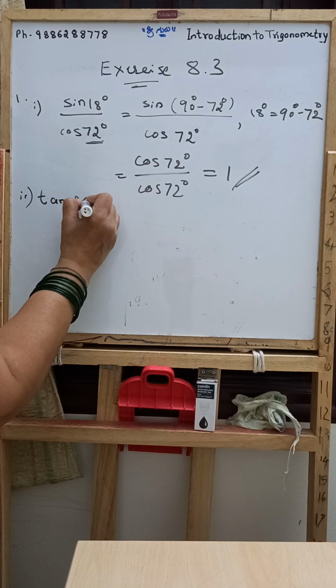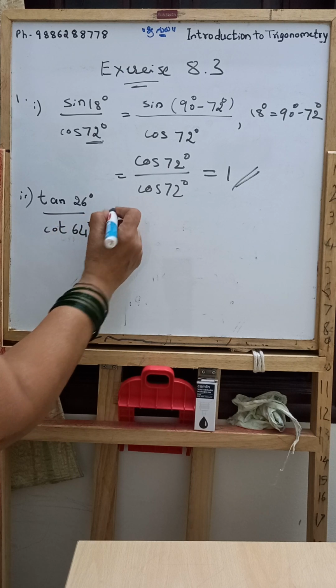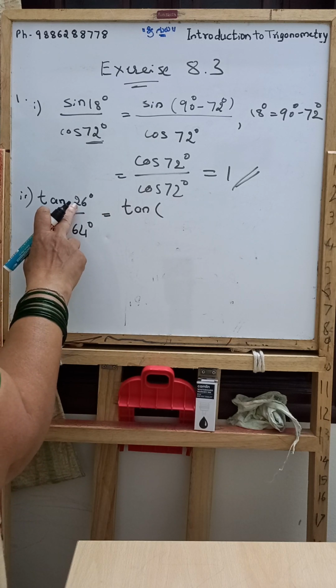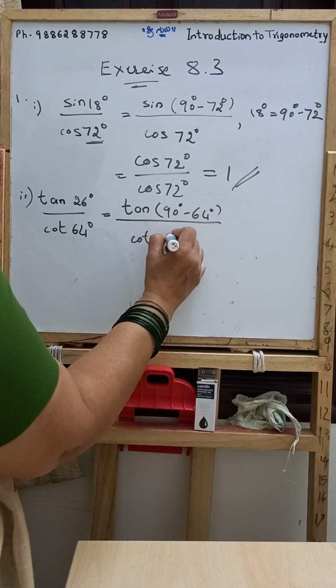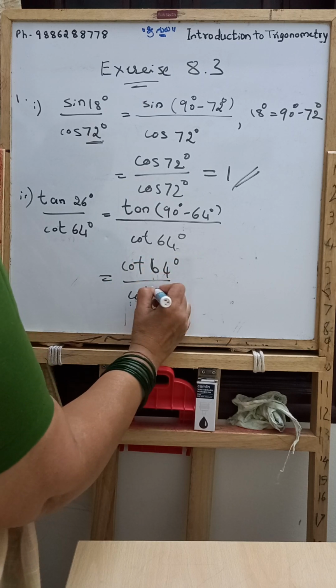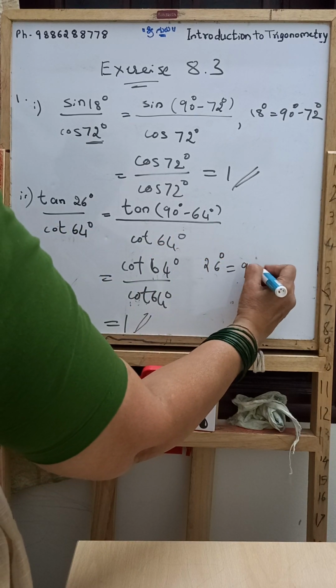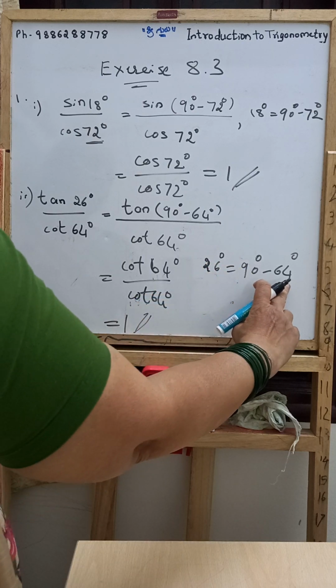Second one, tan of 26 degrees divided by cot of 64 degrees. This is equal to tan of, here the other ratio is of angle 64 degrees, and we can write 26 degrees as 90 minus 64 degrees, divided by cot of 64 degrees. This is further written as cot of 64 degrees divided by cot of 64 degrees. This is equal to 1. Here also we expressed 26 degrees as 90 degrees minus 64 degrees. 26 degrees is the complementary angle of 64 degrees.